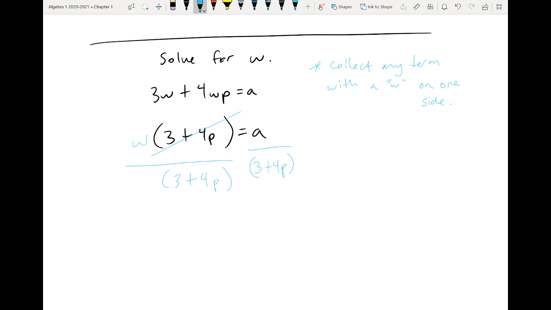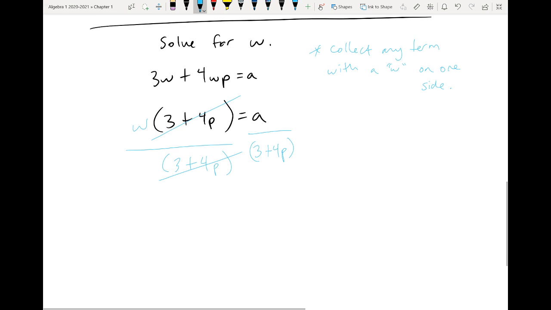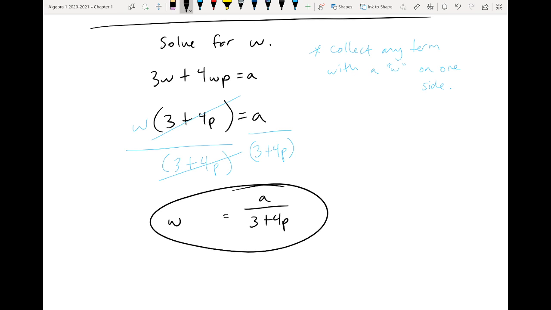But watch what happens. This entire quantity will factor out. What's left on the left side is the w now by itself, and then we need just to rewrite our entire thing. So we have a, and that's over 3 plus 4p, which we're going to leave alone because there's nothing else that we can factor there.